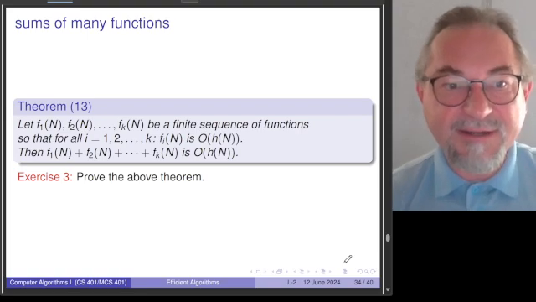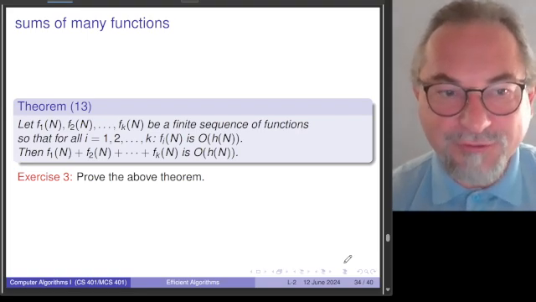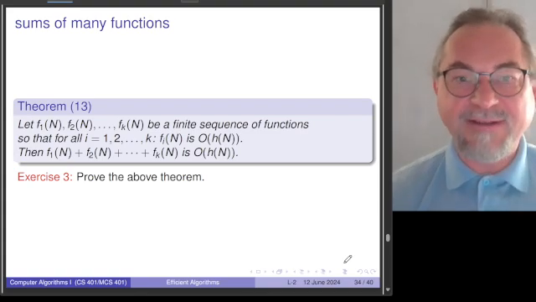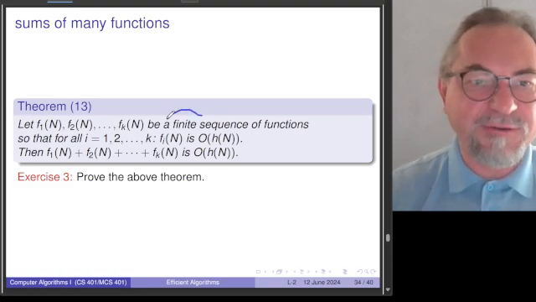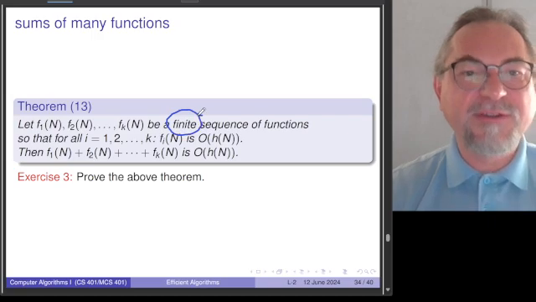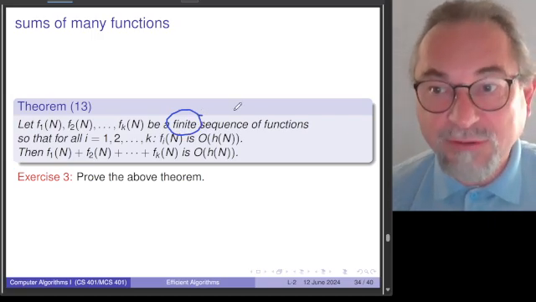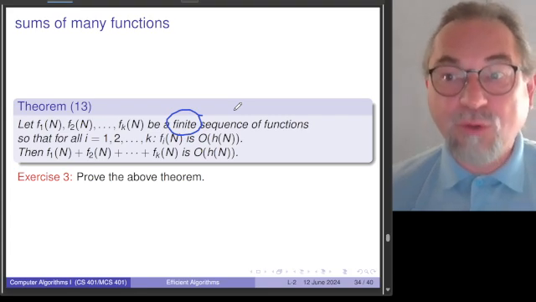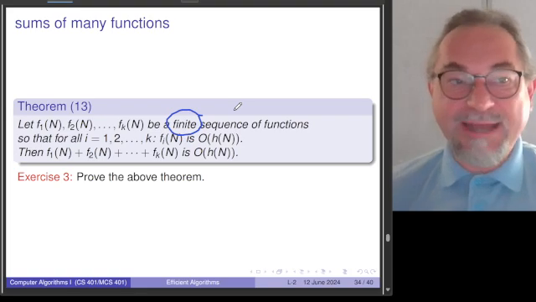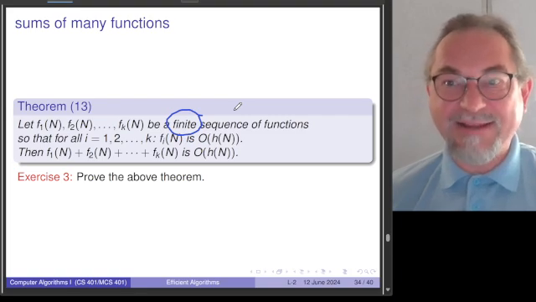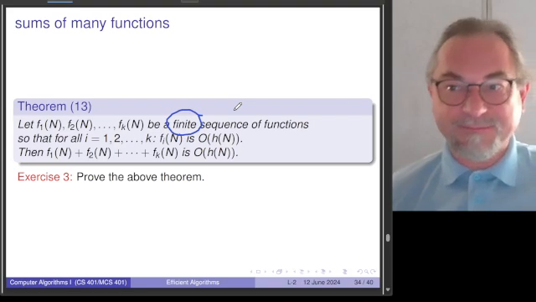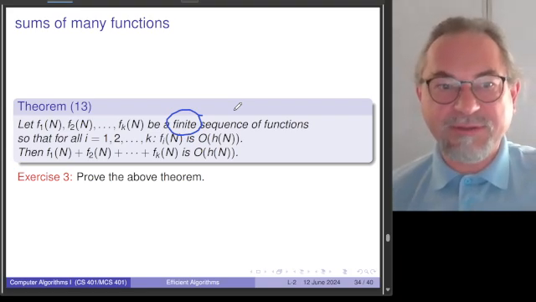What is critical here is that in the dot, dot, dot, it's a finite sequence of functions. So perhaps I should circle this, because the theorem would not be true if the k could go as large as n. So k is a constant here. Somewhere in your proof you have to say that. So you can't really stretch this arbitrarily far. So that is important.